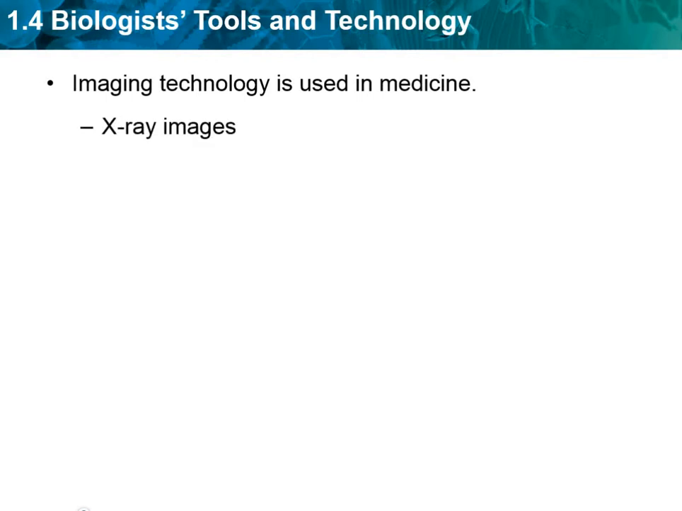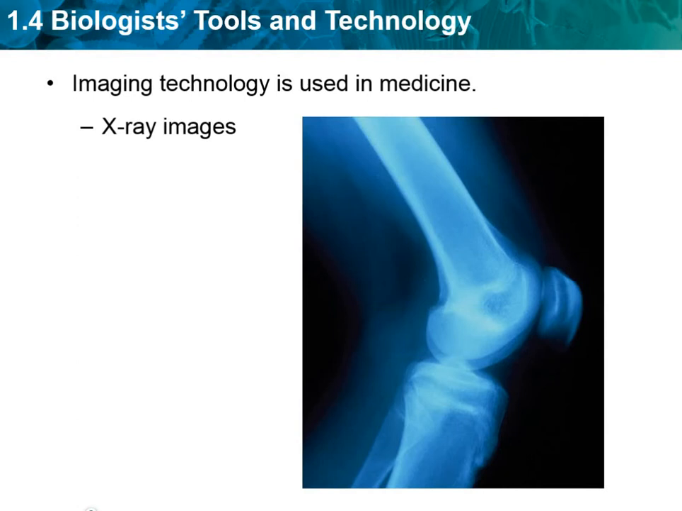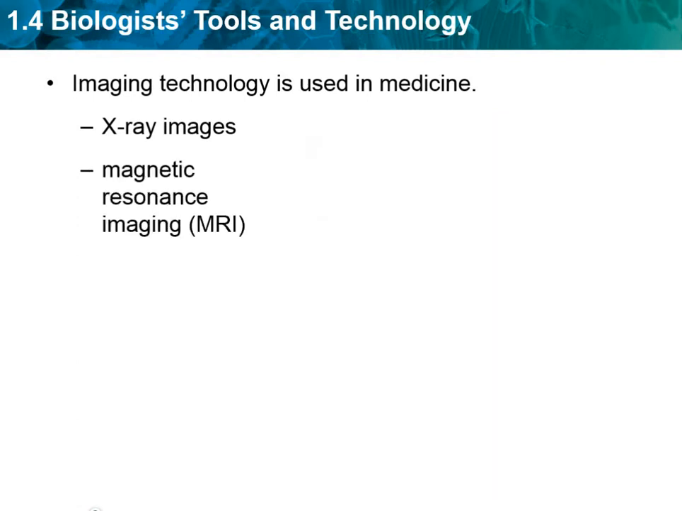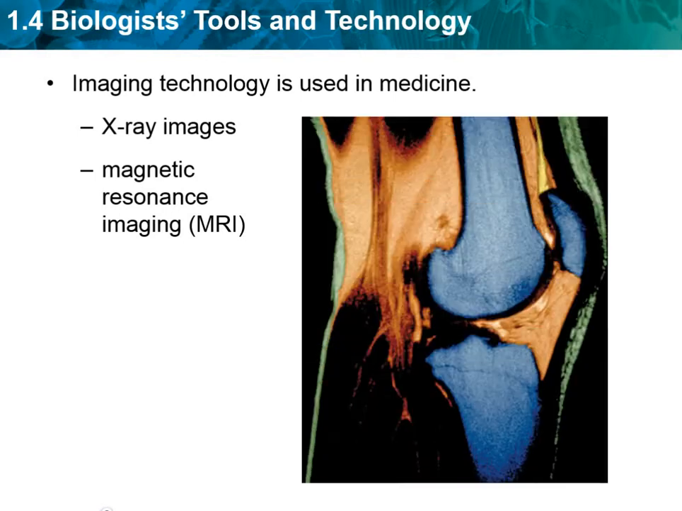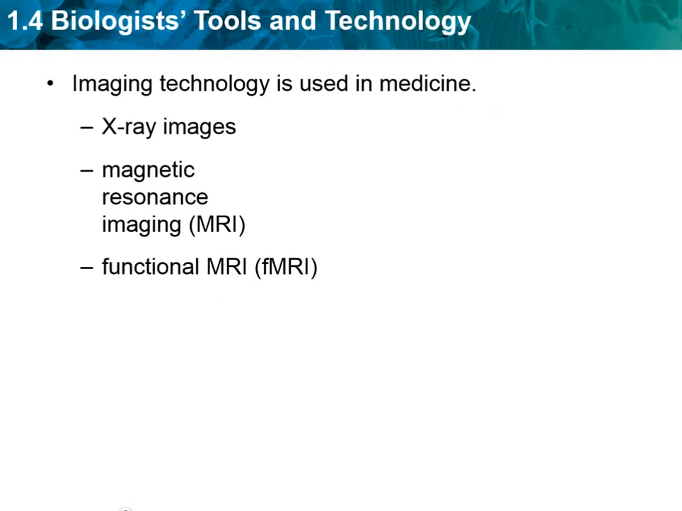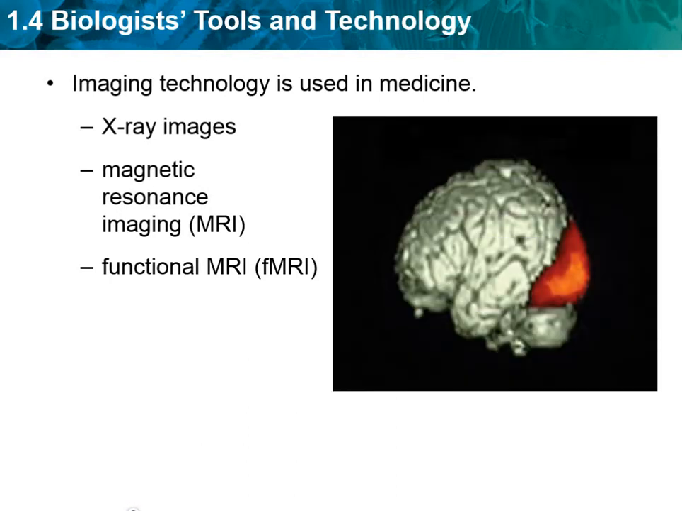So imaging and technology is used in medicine. You've got X-ray images, which many of you have probably seen before. You've got MRIs, which is magnetic resonance imaging. Some of you may have had this done before. This is the same knee, but with an MRI. So you can see muscle and tissue and things like that with it as opposed to just bone. You have a functional MRI, which is going to end up looking like that.